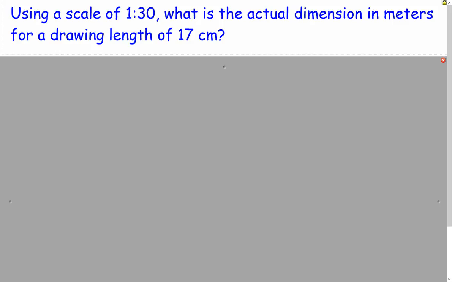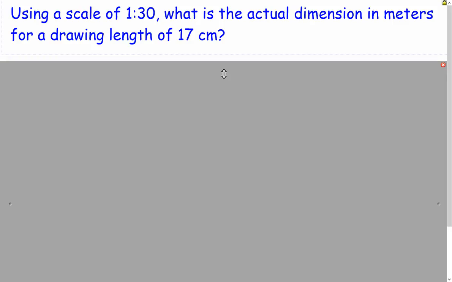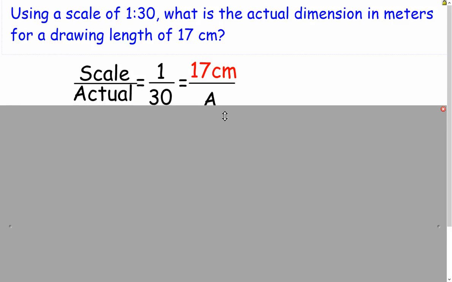So using a scale of 1 to 30, what's the actual dimensions in meters for a drawing length of 17 centimeters? So what's the same about these? Scale over actual is the same. We're going to put the scale of 1 on the top and 30 on the bottom. We were given a drawing length of 17 centimeters, so that's our scale. We want to find our actual, so we're going to cross multiply.